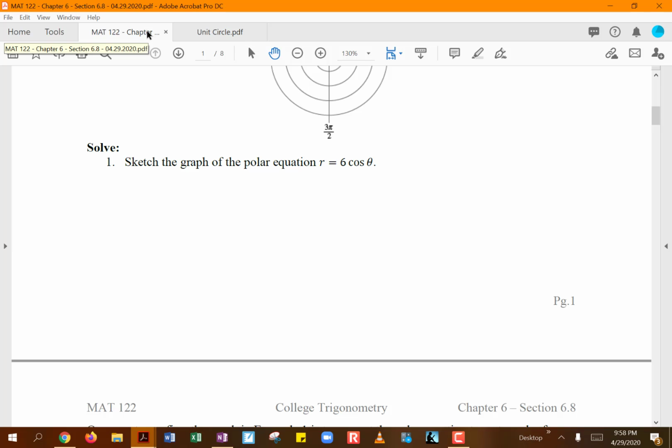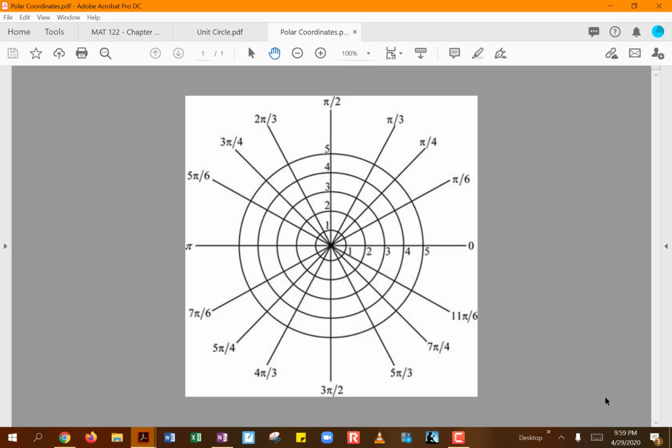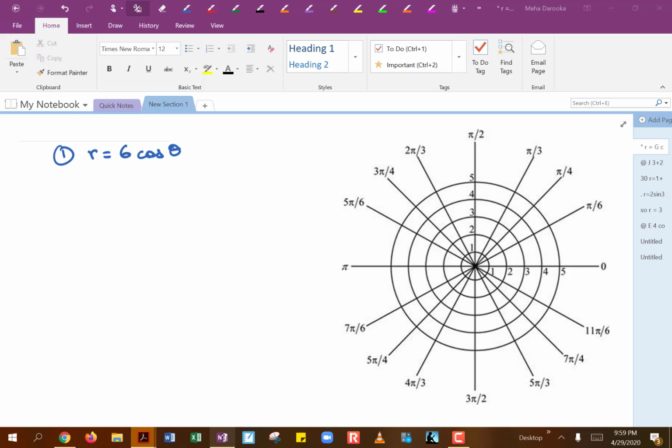They're asking us to graph the polar equation r equals 6 times cosine of theta. So let's see what this comes out to be. Okay, so before we look at the graph, I just wanted you to know this is what our blank polar coordinate system will look like, and this is what we're going to use to try and come up with the graphs of our equations. So let's go ahead and take a look at this first one here.